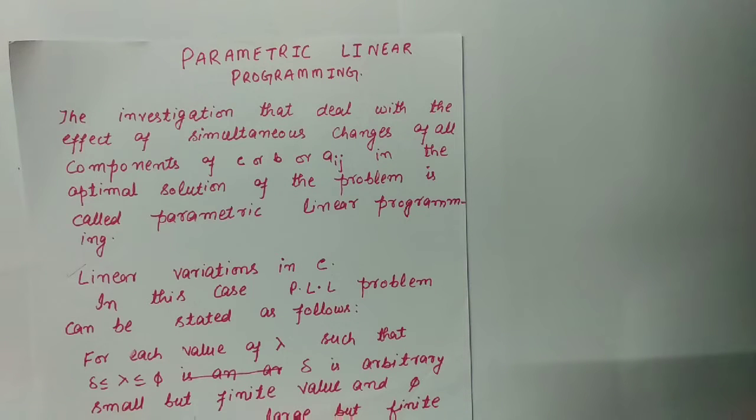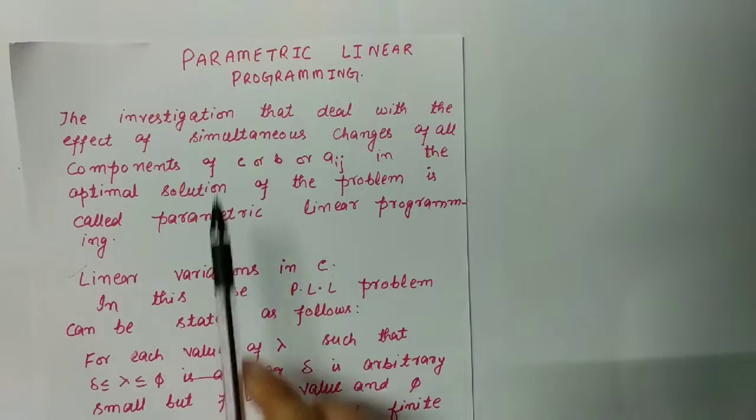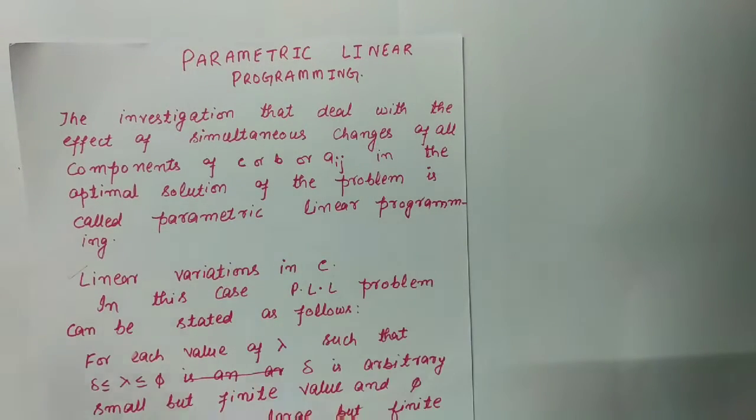Today we are going to discuss a very important topic of parametric linear programming, that is linear variation in C, or we can say variation in the objective function coefficient. First of all, we will discuss what is parametric linear programming.